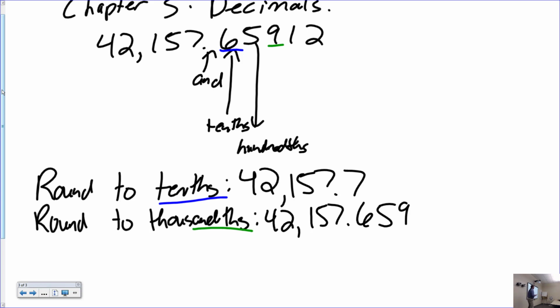Okay? Alright, so not bad with rounding. I don't necessarily want to beat a dead horse on it, but I do want to make sure that you guys can do all of that and handle it. Alright, so we came from fractions to get into decimals.